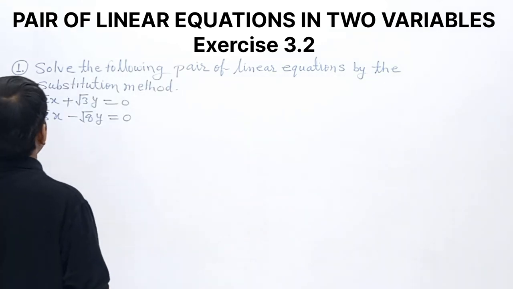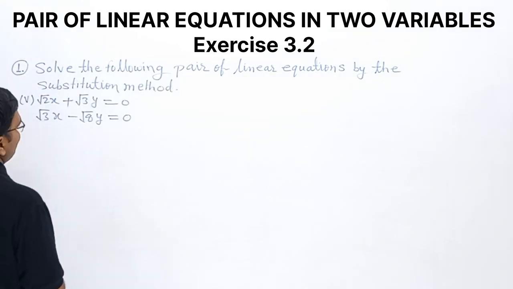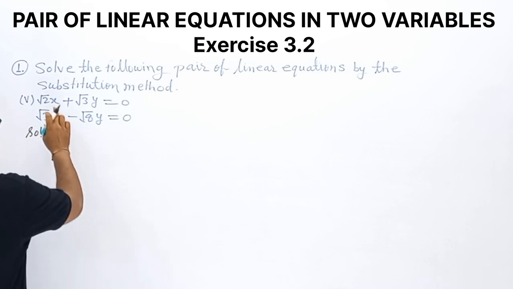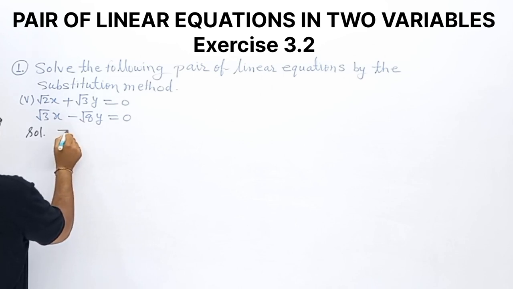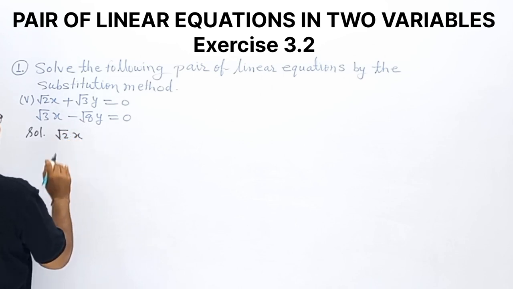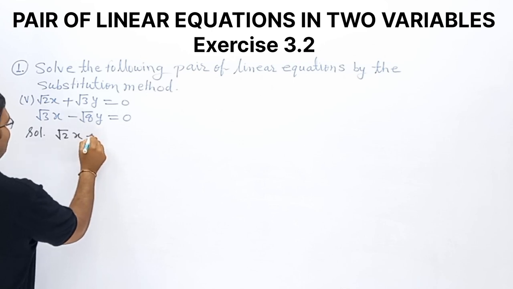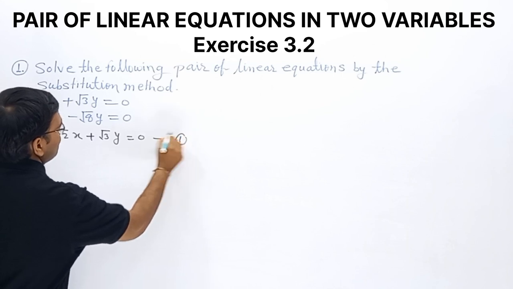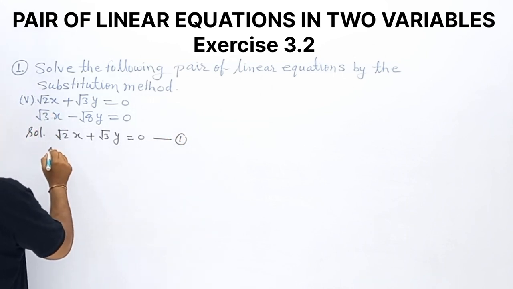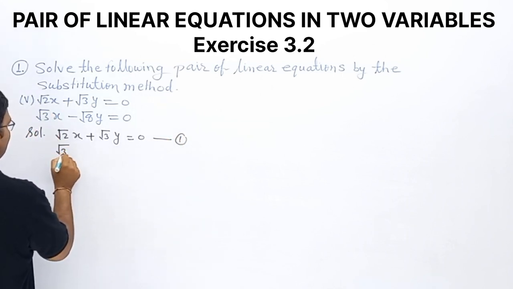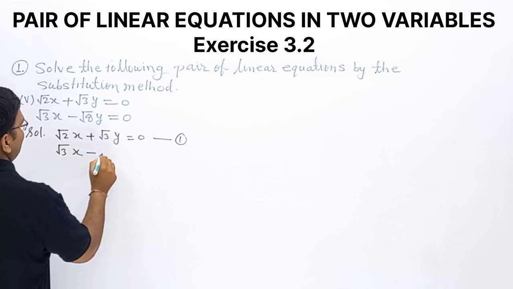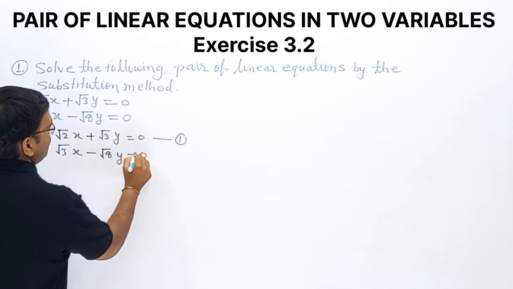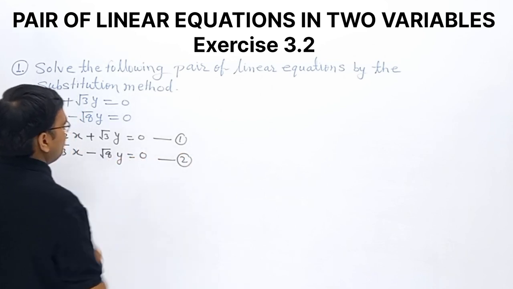Observe how we will solve. We already completed some questions, and we will follow a similar process. First, we consider this one as equation number 1: square root of 2x plus square root of 3y equal to 0. And the second one is square root of 3x minus square root of 8y equal to 0. I am taking this one as equation number 2.